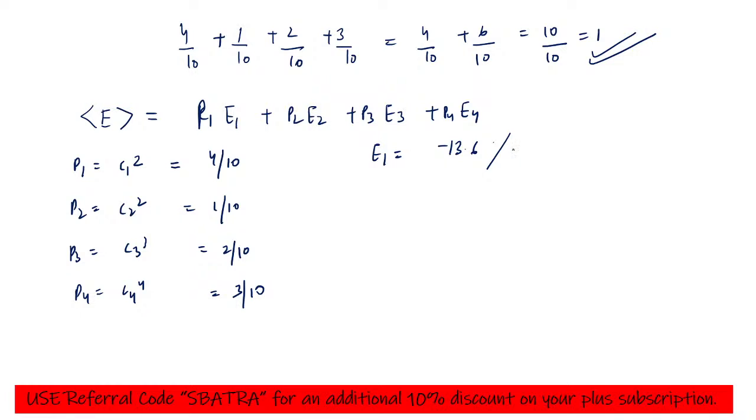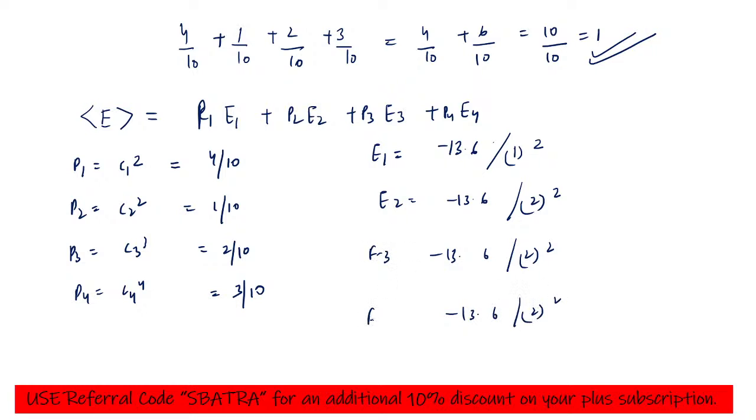So what can we write? E1 is minus 13.6 divided by 1 square. E2 is minus 13.6 divided by 2 square, minus 13.6 divided by 2 square, minus 13.6 divided by 2 square. So this is E3 and E4.